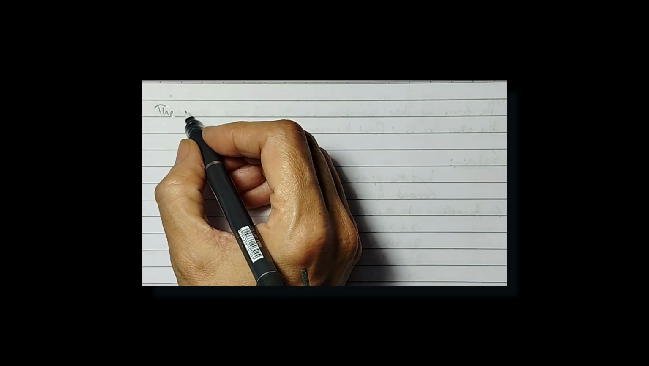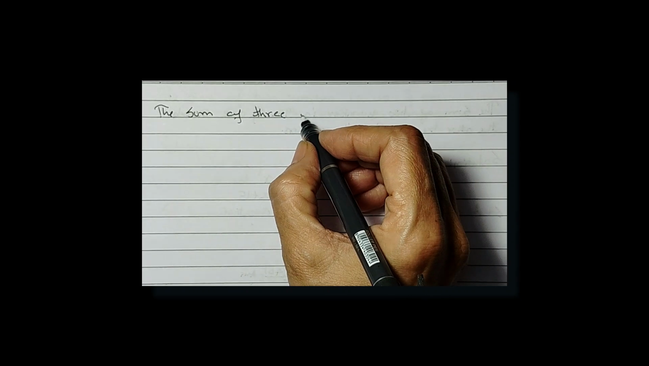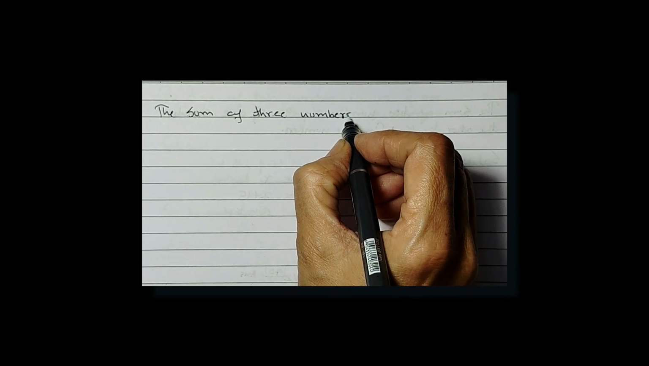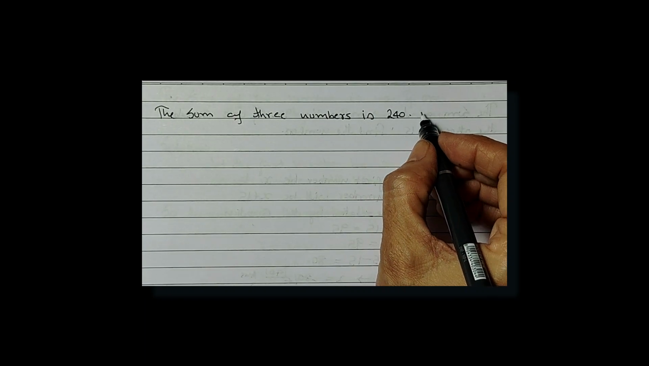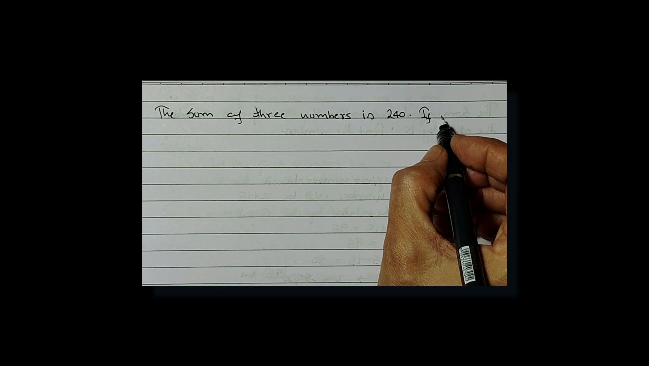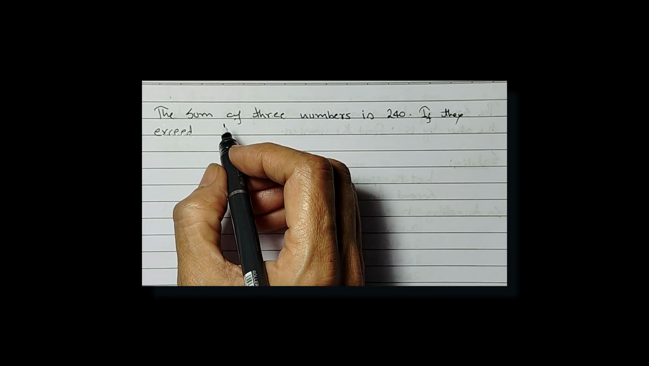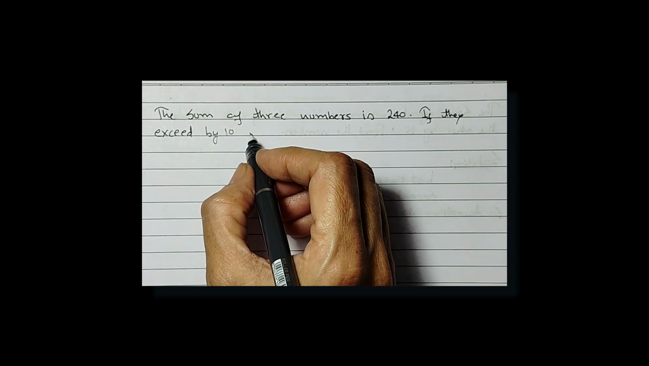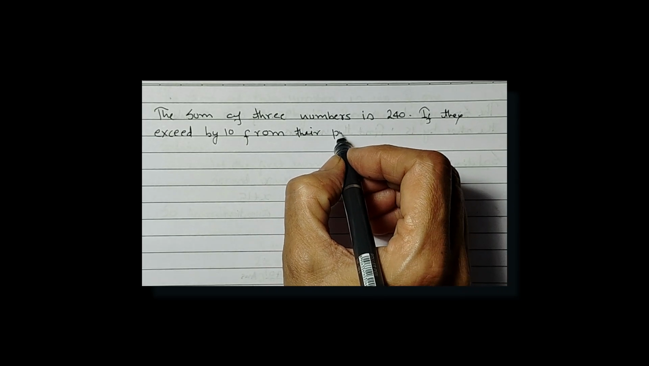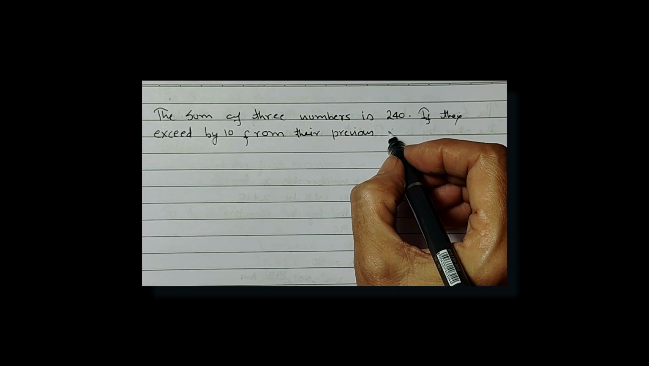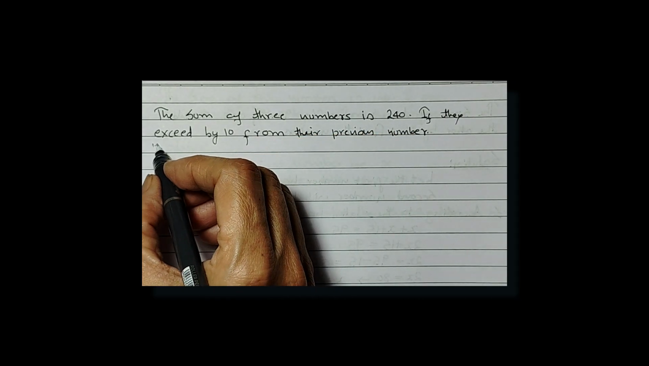The sum of three numbers is 240, if they exceed by 10 from their previous number. Find the numbers.